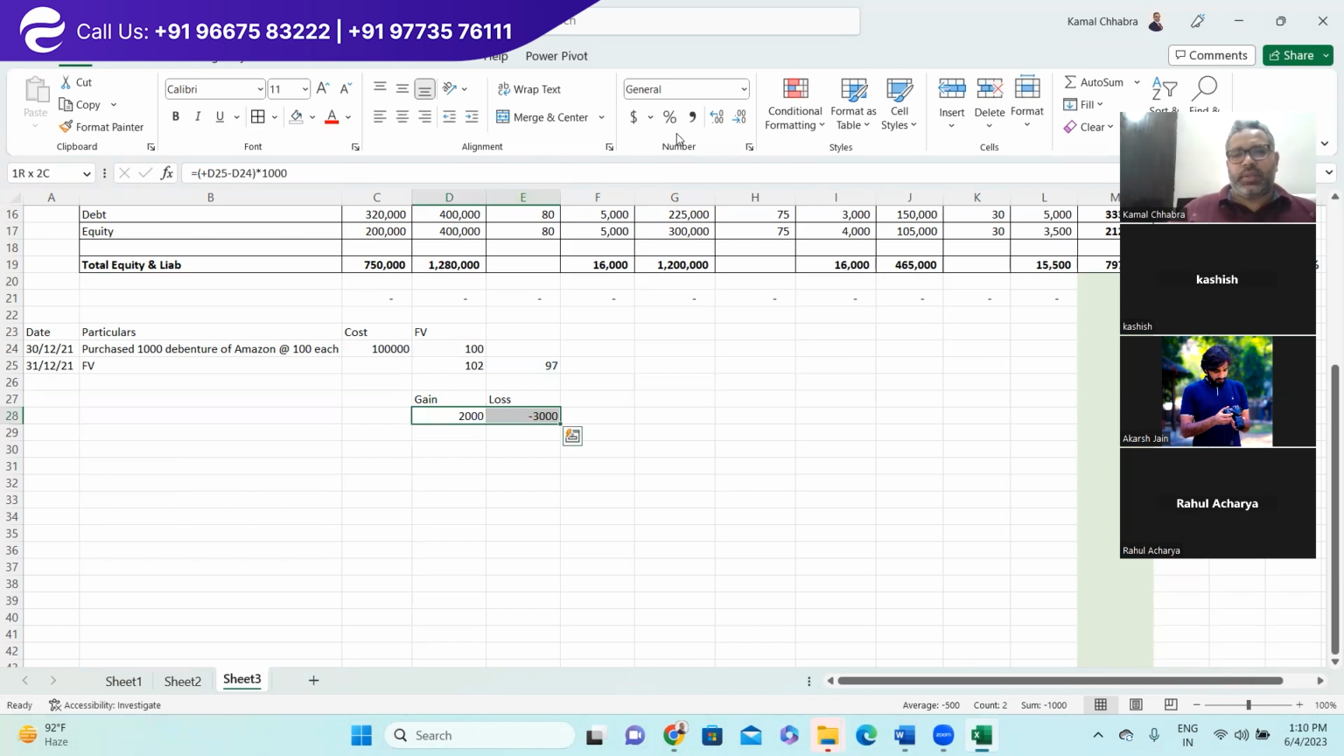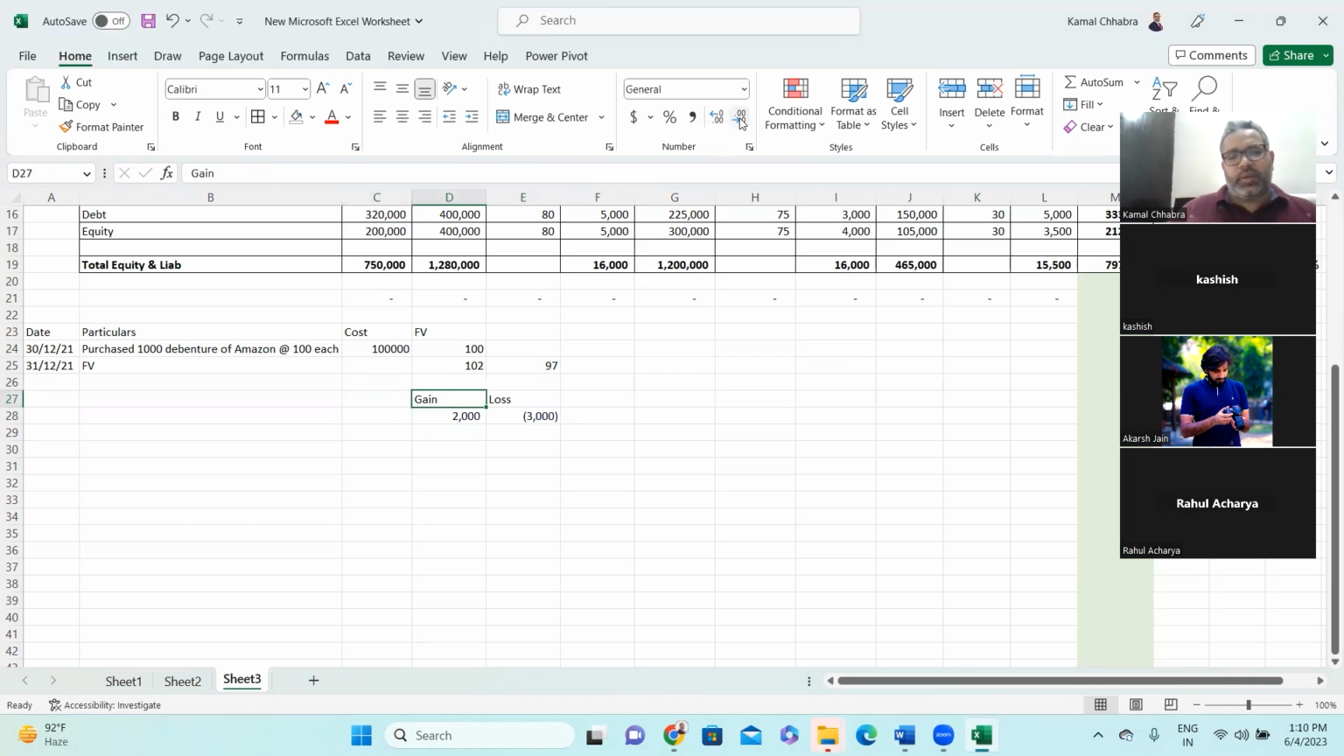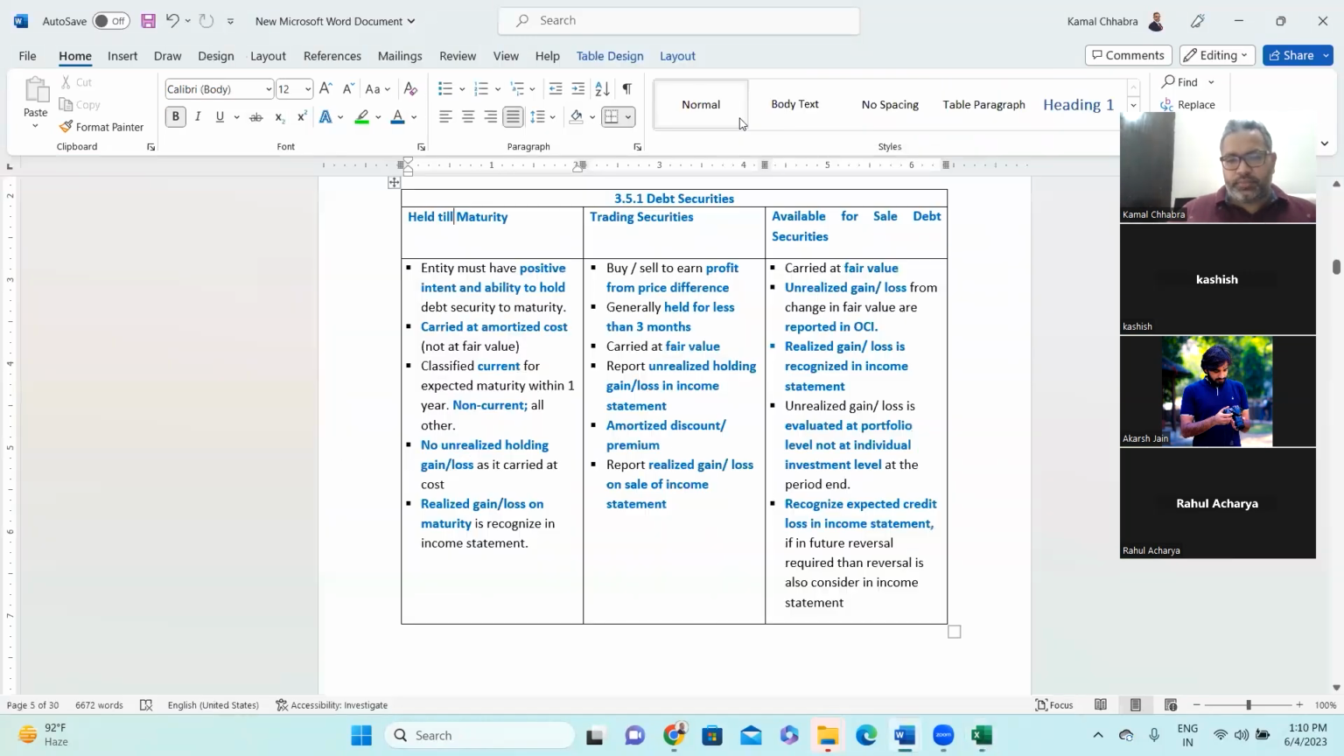So this is a gain or loss on account of change in fair value, right? In this case, you need to book this gain or loss into the income statement. Make sense?